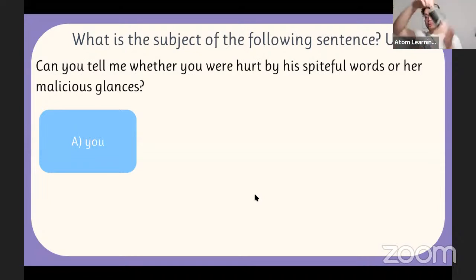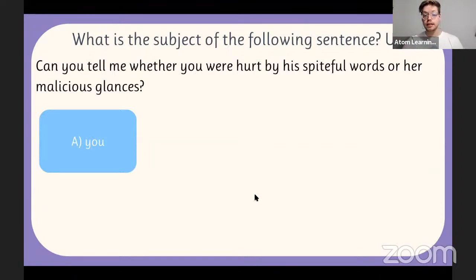But what we do is we invert the order of the subject and the verb when we ask a question. So what this means is that usually the subject precedes the verb, right? But in a question, the subject follows the verb. Okay, so in this case, can is the verb and you is the subject. Now the verb were hurt is in the passive voice. So the person who is hurt is also the subject of the verb.